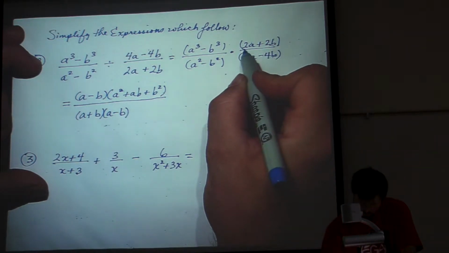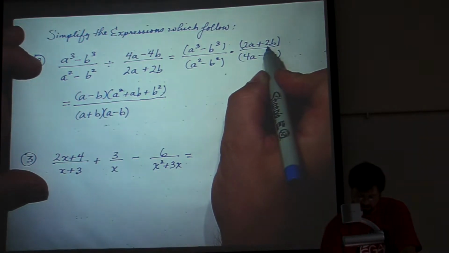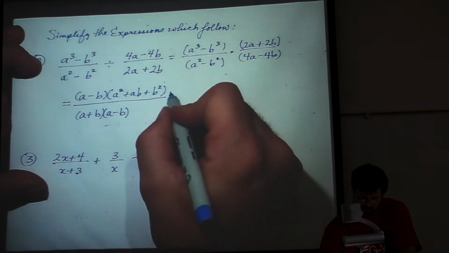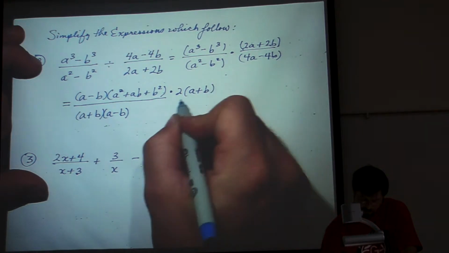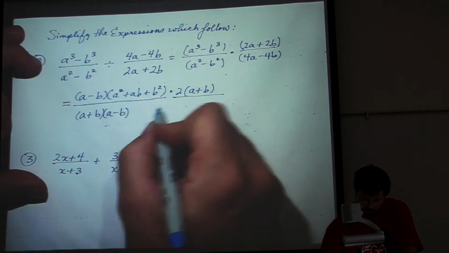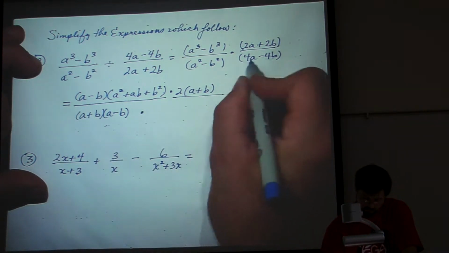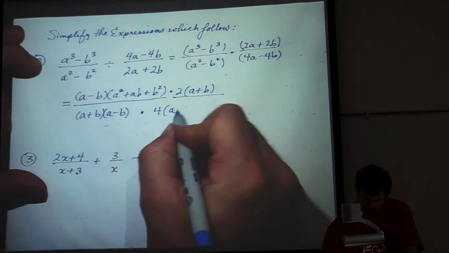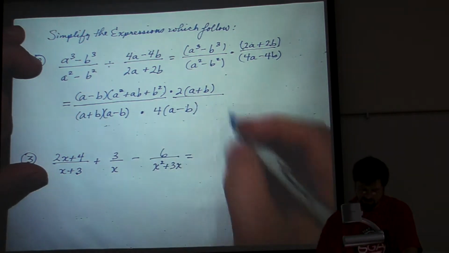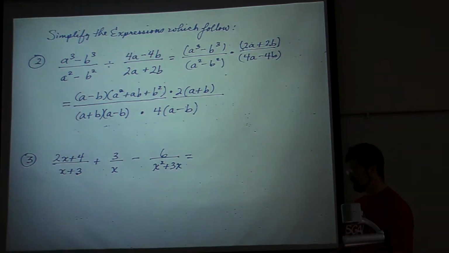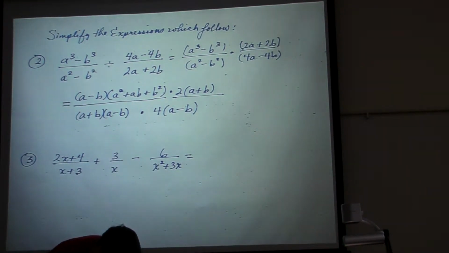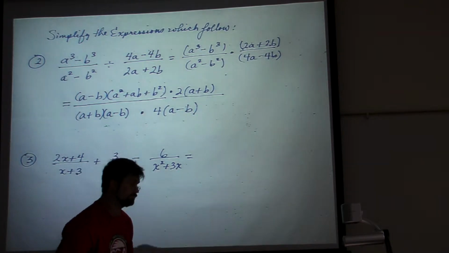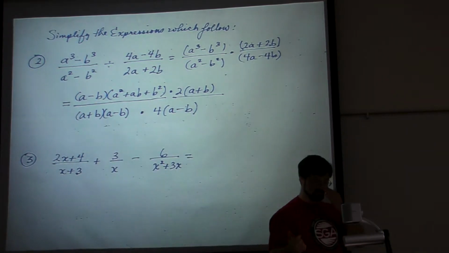This has a 2. This also has a 2. So we can factor out a 2 here, and we're left with a plus b. And on the bottom, we can factor out a 4 out of both of those, and we have a minus b. And now that we have it in that form, our job is to find and simplify or cancel, however you want to say it, common factors.